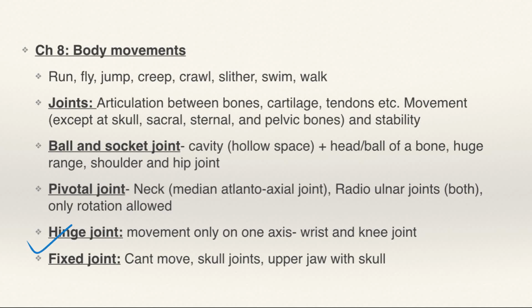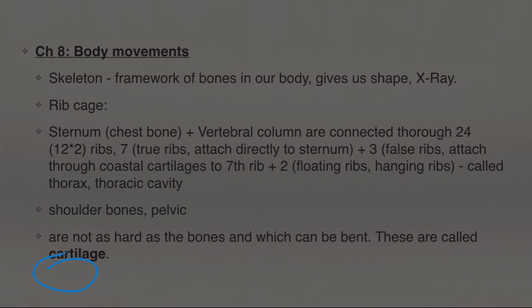Then third is the hinge joint. A hinge joint is where movement occurs on only one axis. Similarly the knee joint, so only either backward or forward. There is no second axis here. Now the fourth type of joint is the fixed joint, which you cannot move at all. For example, the skull joints, like the upper jaw with the skull, where movement is impossible. You cannot move your upper jaw no matter what you do unless you break it.